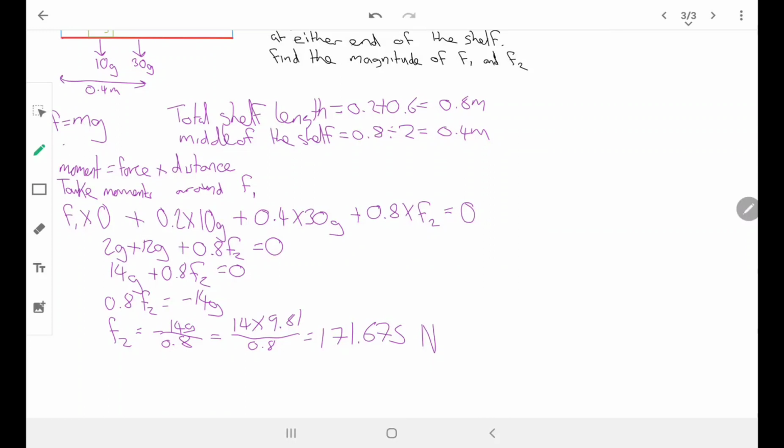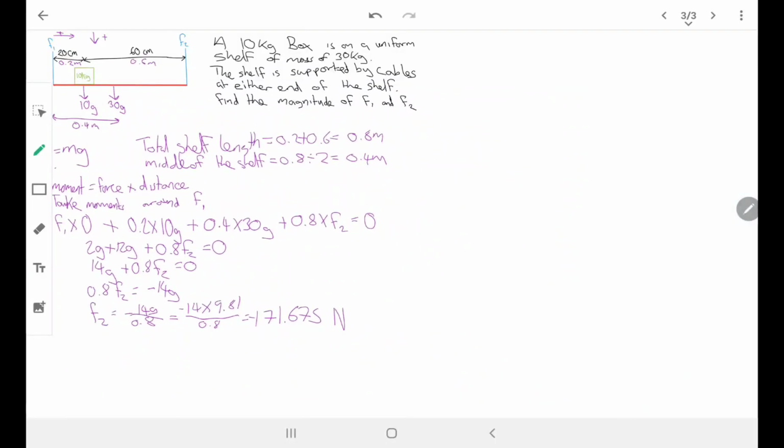Now there's a couple of ways. Oh, there's a minus. I forgot to put the minus in. There we go. Minus 171.675. So if I zoom out, and we've got to that point so far, I'm going to just put a line because we're going to run out of room otherwise. And I'm going to do some working on the other side.